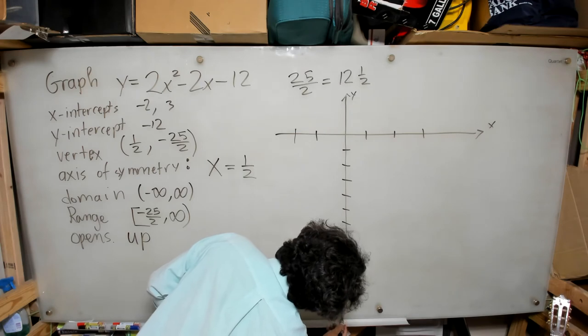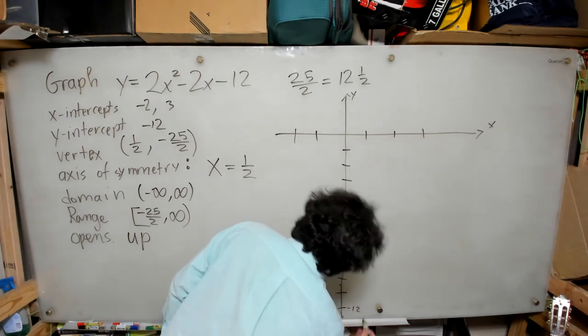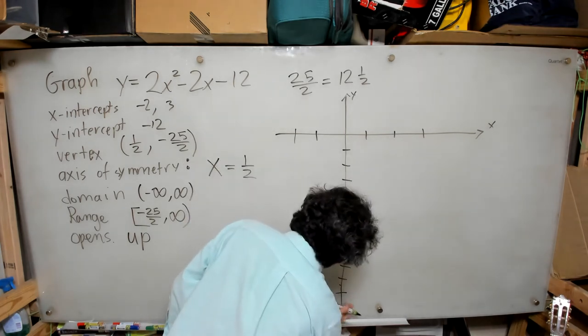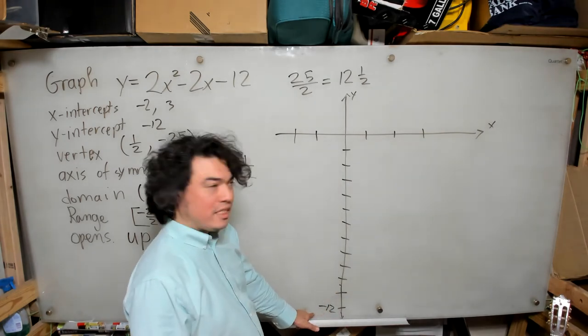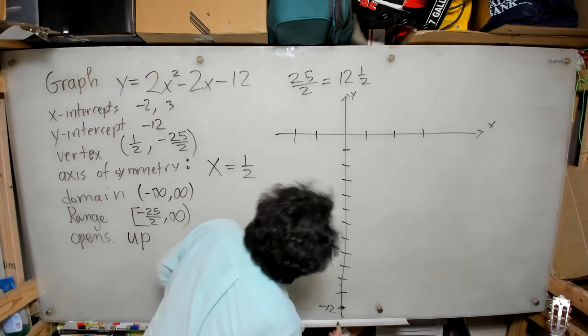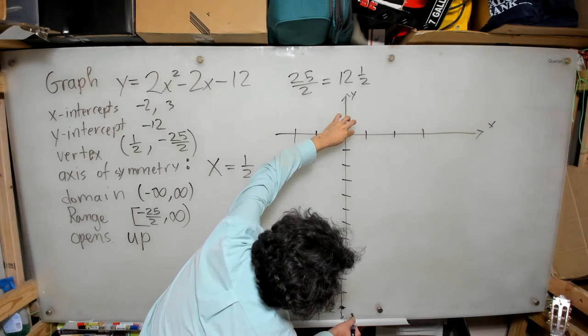11, 12, right? So this is negative 12 right here. Let me see. It's going to be 1/2. So let me do it over here. Negative 12. I'm labeling the negative 12 on this side because I can see that it's going to cross here, but then at 1/2 right here, it's going to be at 12.5, so it'll be down here.